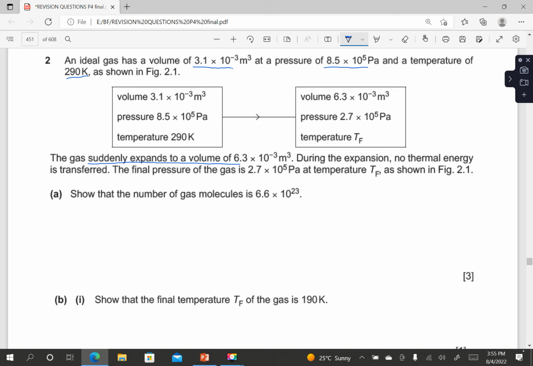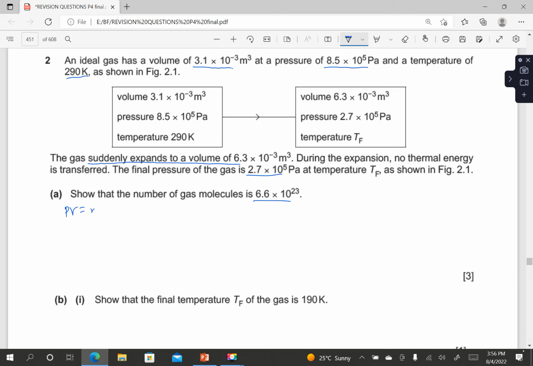As a student who wants to excel, you must mark the most important phrases in these questions. During the expansion, no thermal energy is transferred into or out of the system, and the final pressure is given at temperature T final as shown. Show that the number of gas molecules is that. For the number of gas molecules, we just pull out our formula.